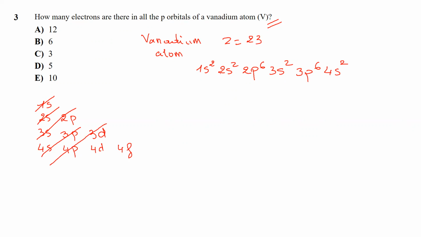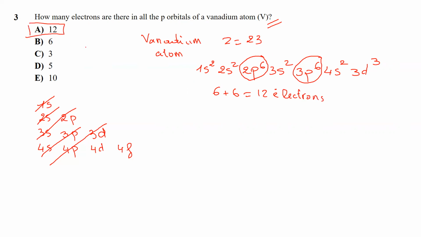Okay, so here we have 10, here we have 10, we have 3 left, so they will be in 3d. So 2 plus 4 plus 6 is 10, 2 plus 4 plus 6 is 10, 20. How many are left? Only 3. Our p orbitals that are filled are 2p and 3p, and they each have 6 electrons. So the number of electrons in all the p orbitals is 6 plus 6 equals 12 electrons. Okay, so our answer is A.